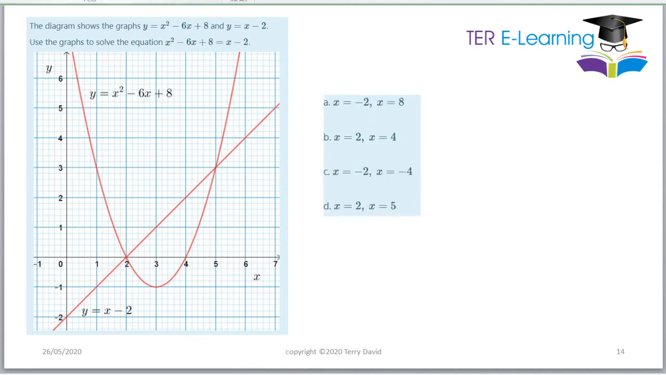Right, so we have the diagram shows y equal x squared minus 6x plus 8, right? Obviously that's the quadratic. We also have the graph y equal x minus 2, which is a straight line. And I want you, using the graphs, to solve this equation here. So this is my equation I'm trying to solve, right? So you're solving x squared minus 6x plus 8 is equal to x minus 2, right? So you're going to use a graphical method to solve this equation, okay? So what do you all think is the answer for this one?